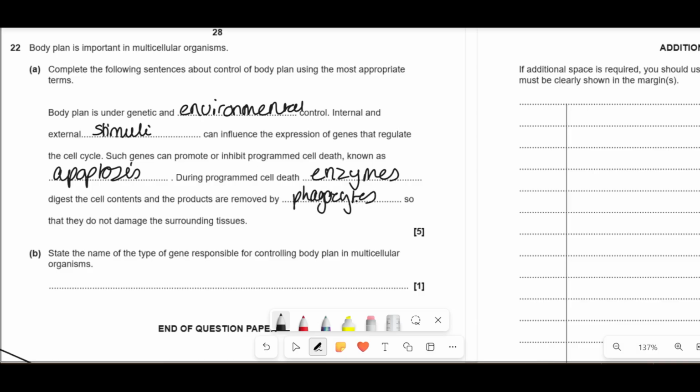Then it says, state the name and type of gene responsible for controlling body plan in multicellular organisms. I just said homeobox. Well, homeobox is allowed, but Hox specifically. And there you go. That's the end of the paper.